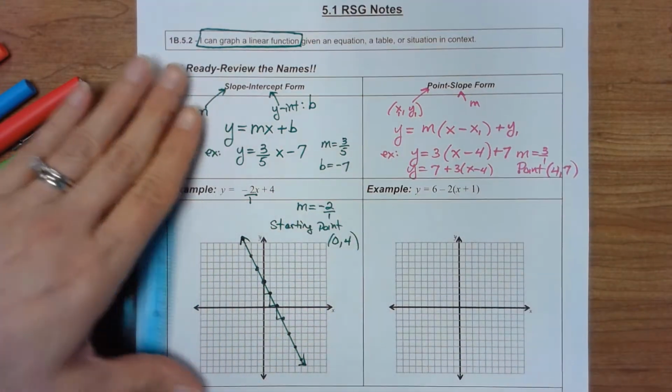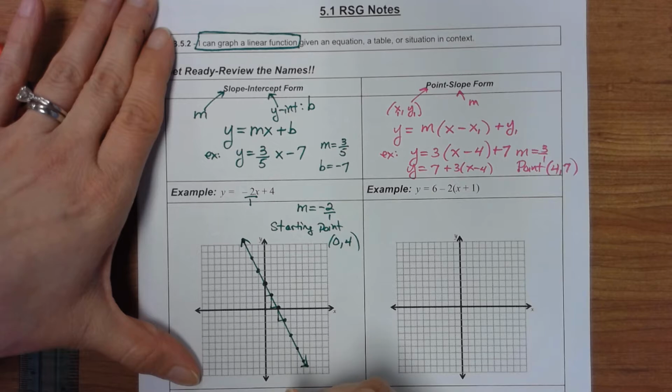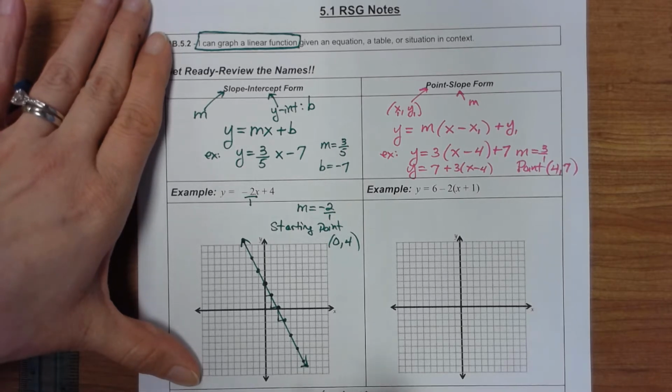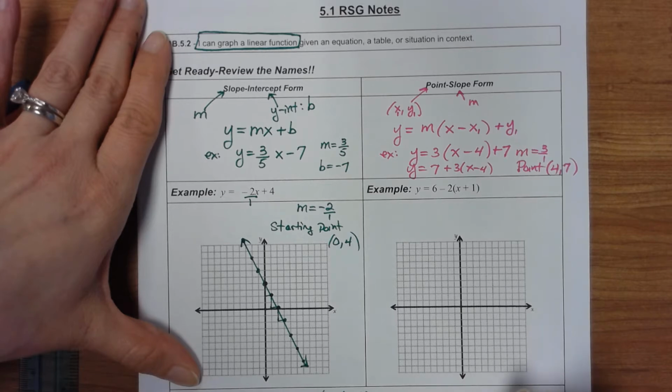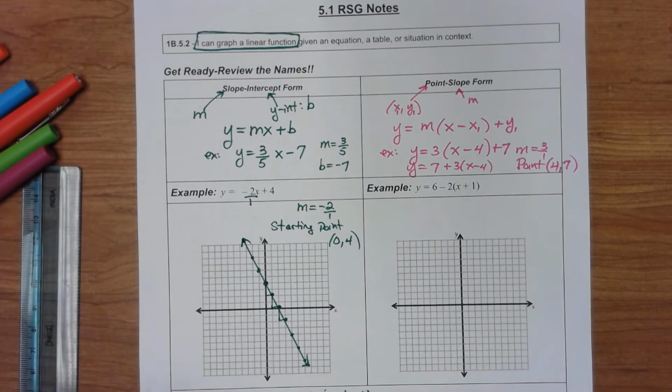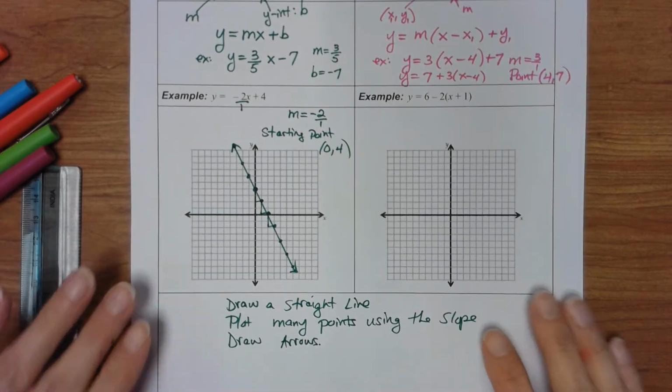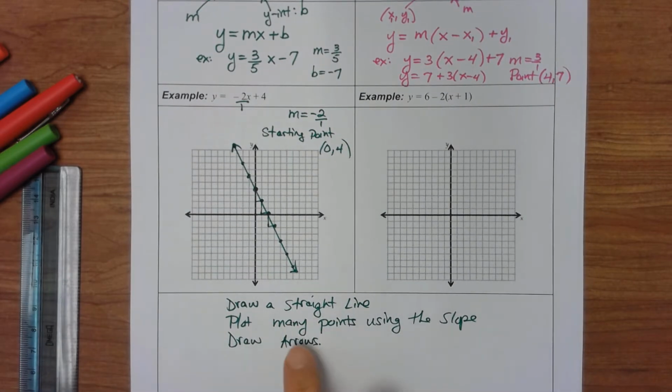Don't forget, draw a straight line. Plot many points using your slope, and don't forget to draw arrows. I put some notes down here. Draw the straight line, plot many points, and draw your arrows.